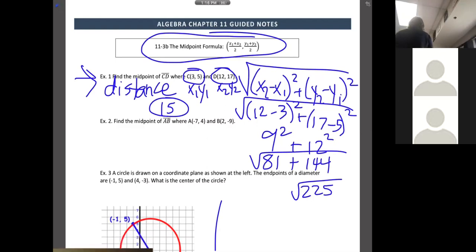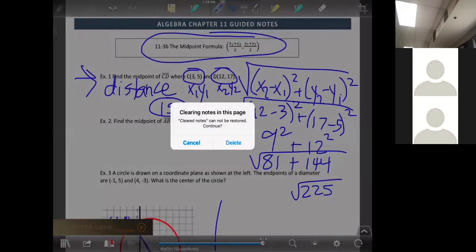Now the distance is always just a plain old number, right? What we're learning today is the midpoint formula. So our answer isn't just going to be a number. Our answer is going to be in point form. So we're going to have an x value and we're going to have a y value. Okay, so let's try it out.